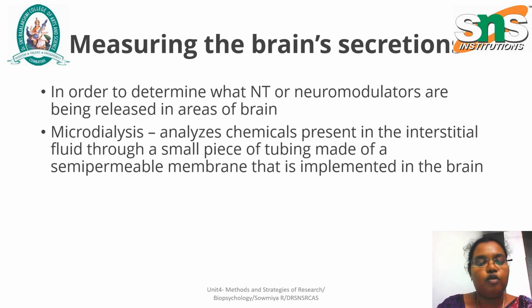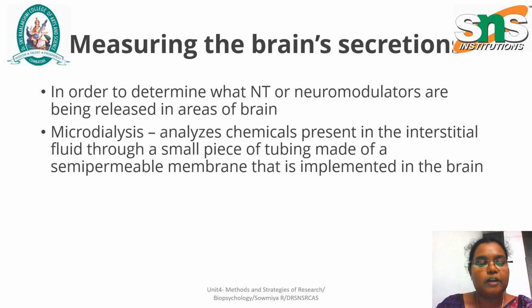In vivo voltammetry. This technique involves implanting a microelectrode into a specific brain region. The electrode is made of a material that can oxidize or reduce neurotransmitters. By applying a voltage to the electrode, researchers can measure the current produced by the oxidation or reduction of neurotransmitters, which is proportional to their concentration.